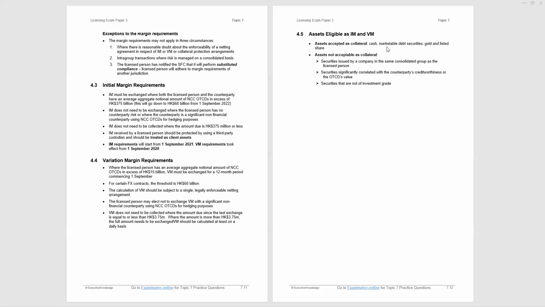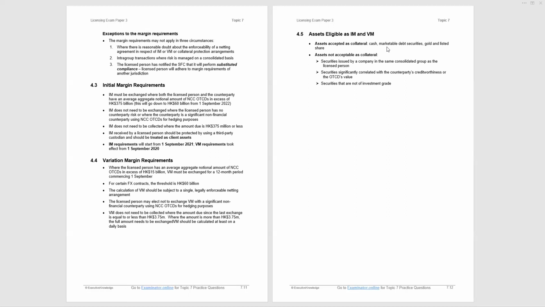The initial margin must be exchanged where both licensed person and the counterparty have an average aggregate notional amount in excess of 375 billion Hong Kong dollars. We're told it's going to go down to 60 billion from 1st September 2022. So as I say, this is going to change over time.